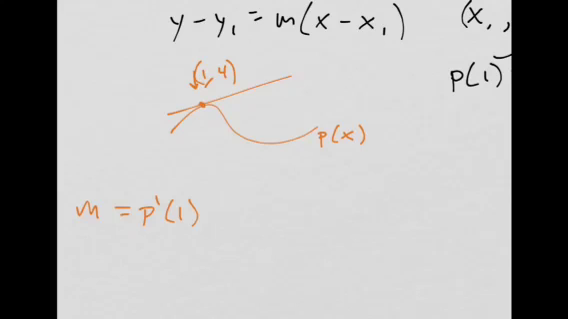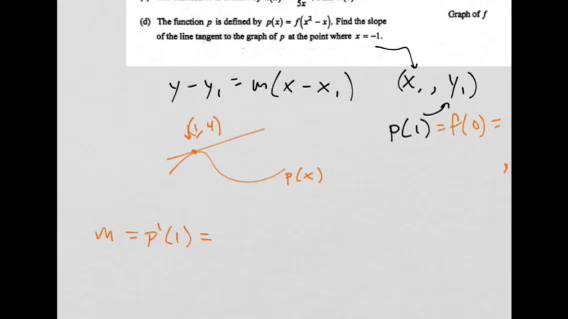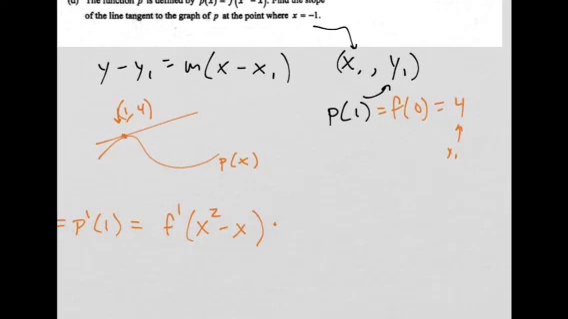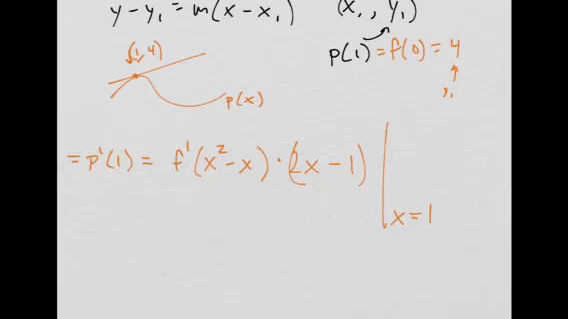And let's see what that is. So p prime of 1, that's going to be, well, the derivative of the outside is f prime times the derivative, so keep the inside the same. And then times the derivative of the inside, so times 2x minus 1. And that's all evaluated at x equals 1. So what is f prime? Well, that's the slope of f. So we're going to plug in 1. So there's f prime of 1, that would be 0, right?